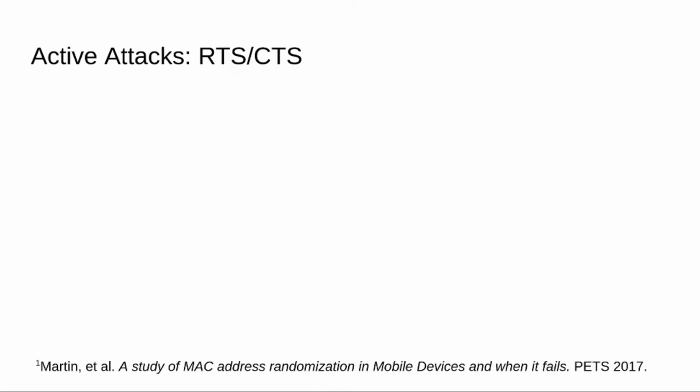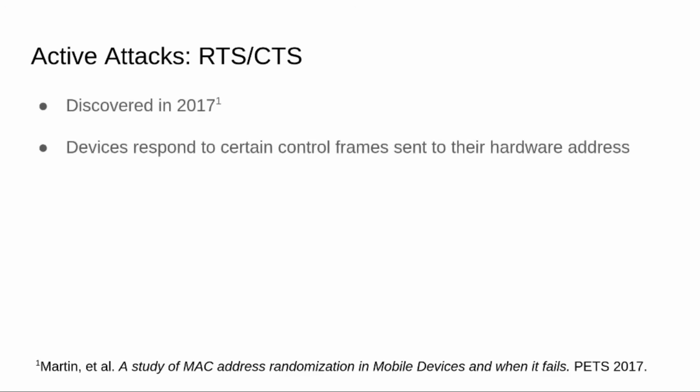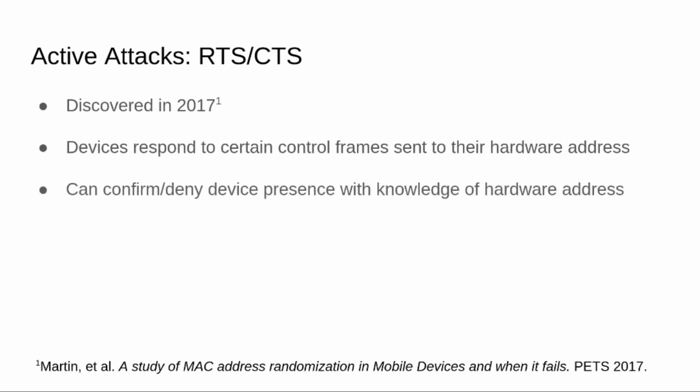The first attack is RTS-CTS. RTS-CTS is an attack that was discovered in 2017 by our research group. The premise of it is that devices, even when they're sending random probe requests, if you send a message to their hardware address, they'll still respond to their hardware address, even though they're sending out random probe requests. So that frame that you send them is called an RTS frame, request to send. It's a control frame. So you can use this to confirm or deny the presence of a device if you already know its hardware address. And so in 2017, all tested devices were vulnerable. So we wanted to know if it was fixed.